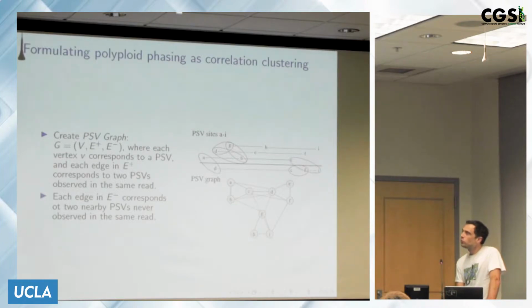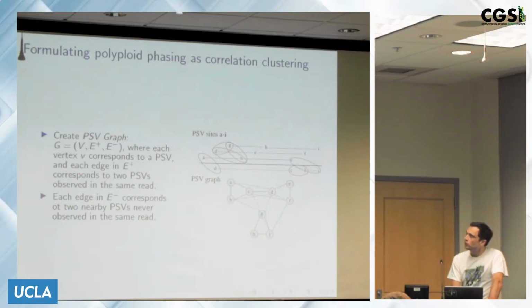So in order to try and distinguish these potentially noisy edges from true edges, what we add are a set of negative edges, where if we have two paralog-specific variants that are nearby each other in terms of genomic location, we add a negative edge between those two variants.